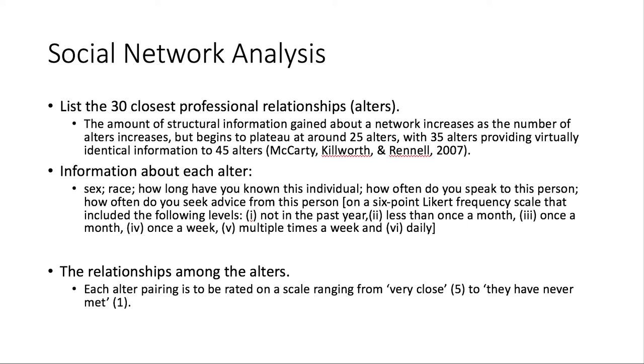You can collect information on sex, on race, on how you know the individual, how often you speak, how often you seek advice. And then you can be very specific about how you measure it: not in the past year, less than once a month, once a week, multiple times a day or a week, and so on and so on. So you can use different questions and different anchors on the scale in order to determine what those lines mean. And then the relationships among alters. Each alter pairing is to be rated on a scale ranging from very close to they've never met. So you also have to look at the relationship between alters, and that will help to give you your structure.